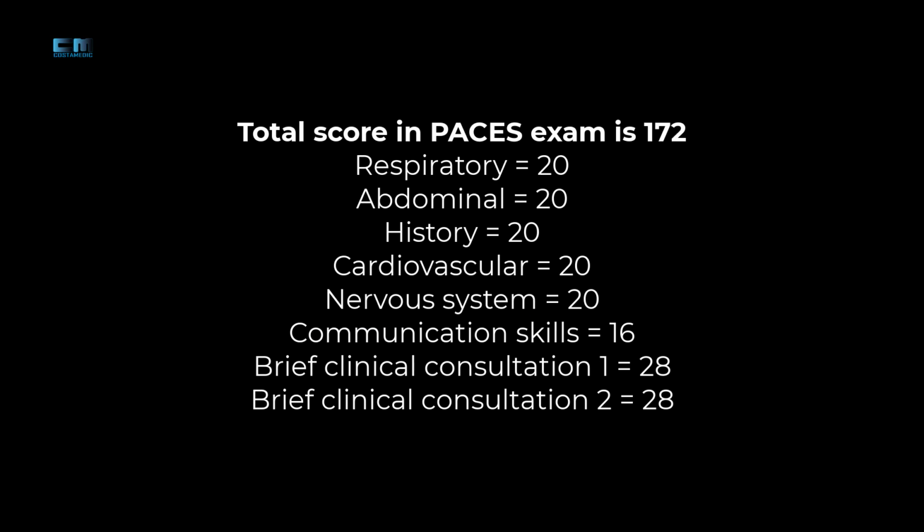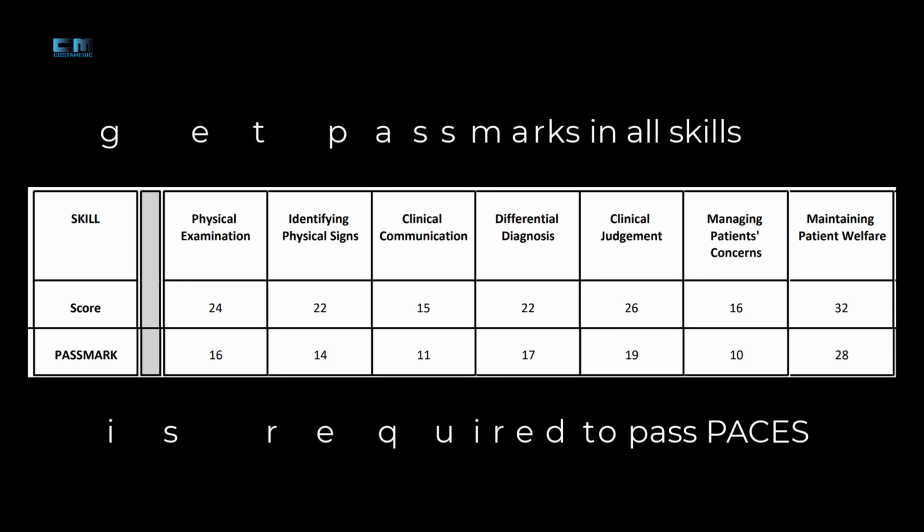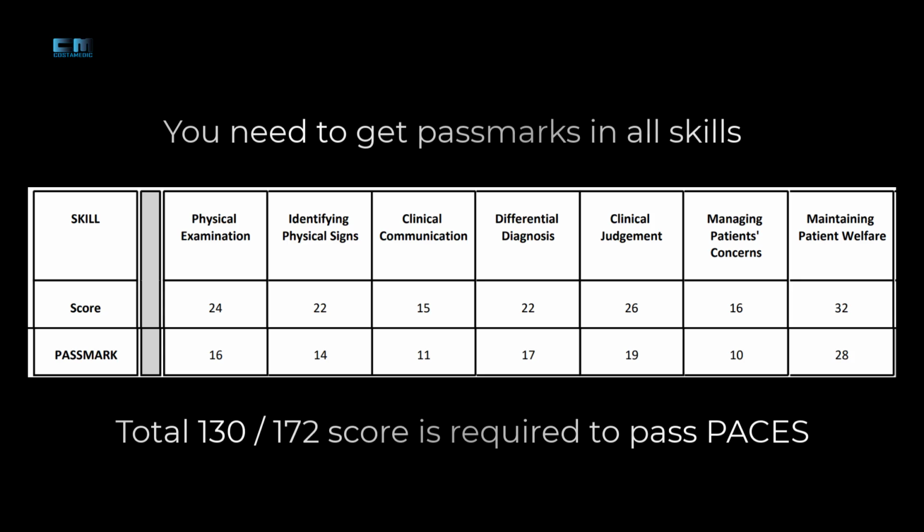Total score in MRCP PACES examination is 172. The breakdown of this score is as follows. For respiratory station 20, abdominal 20, history 20, cardiovascular 20, nervous system 20, communication skills or station 4 16, and for station 5, brief clinical consultation 1 28 and brief clinical consultation 2 28.